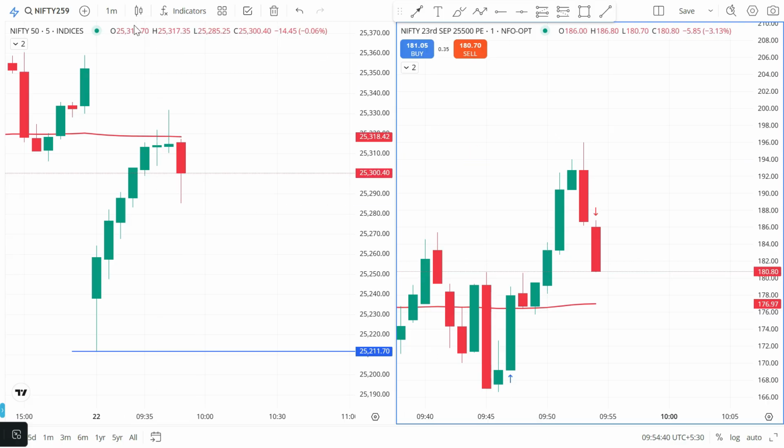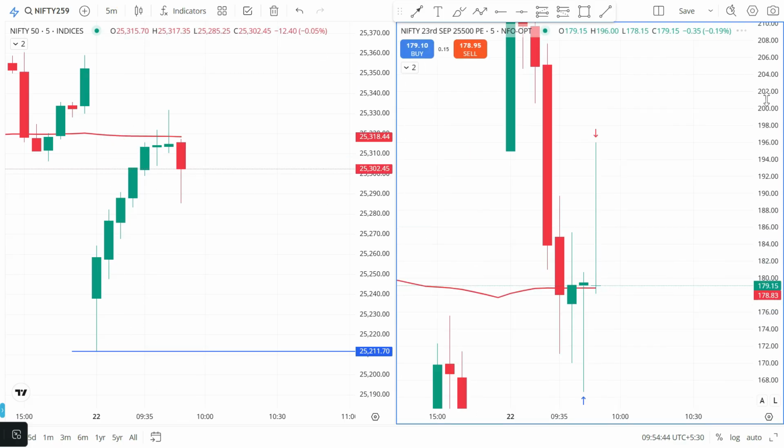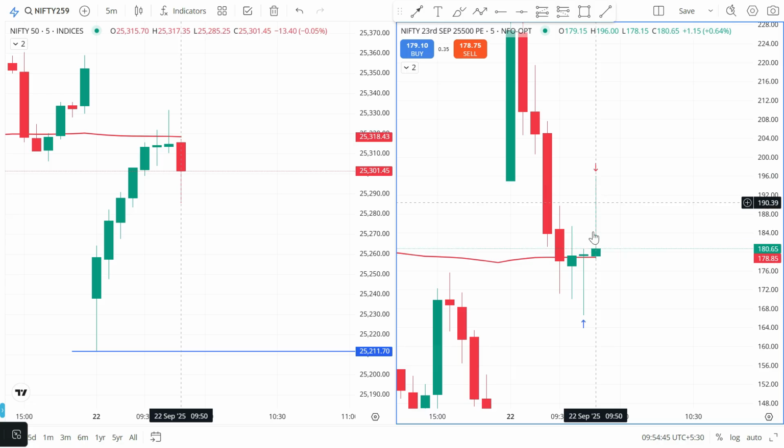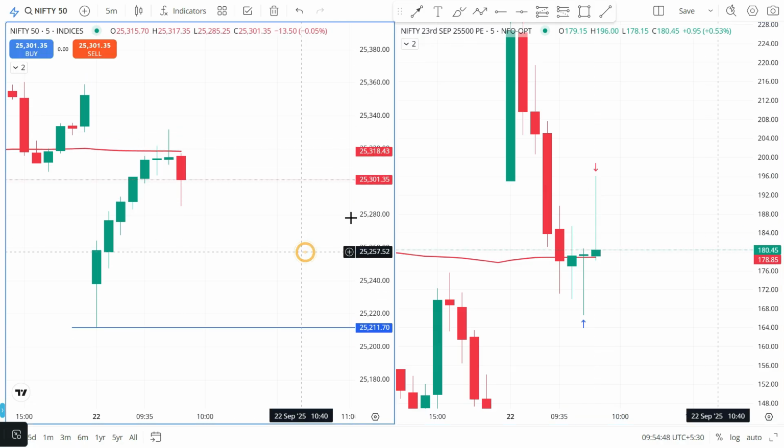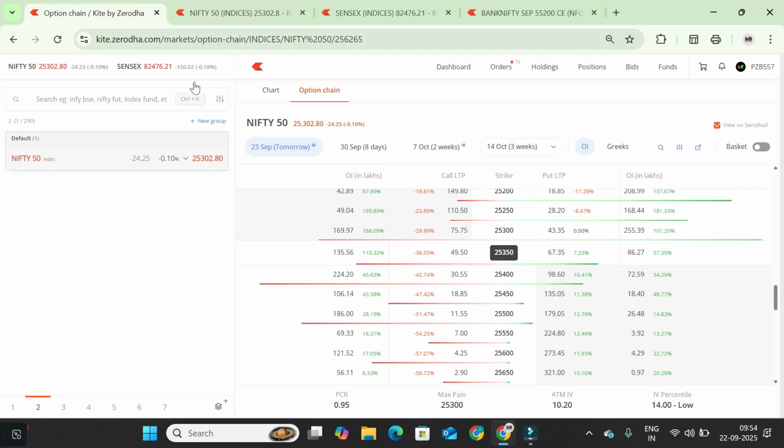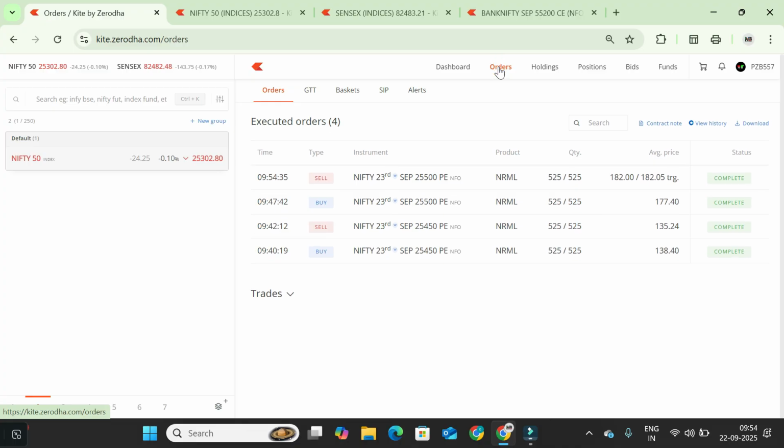Spot is still bearish, but on the option chart you can clearly see it literally covered the entire candle. So there is a high chance for a retracement or consolidation. That's why we have to update our trail, as expected. It gave a good profit.